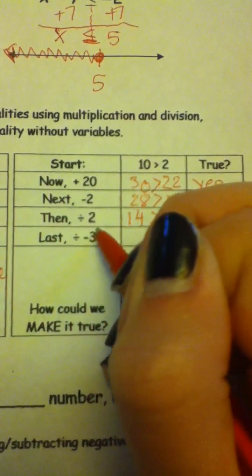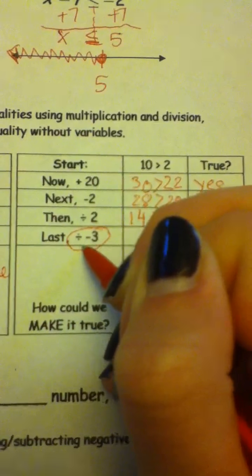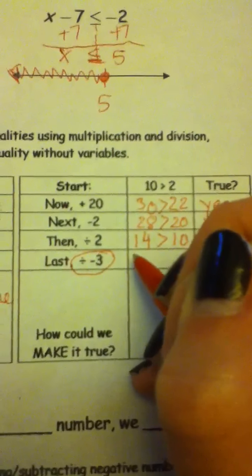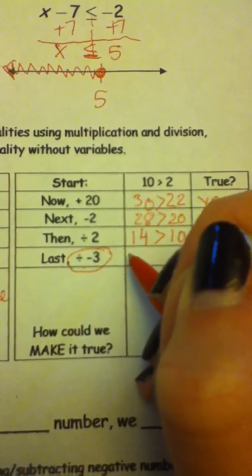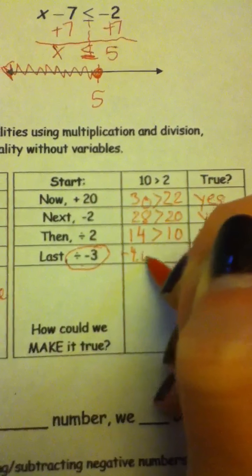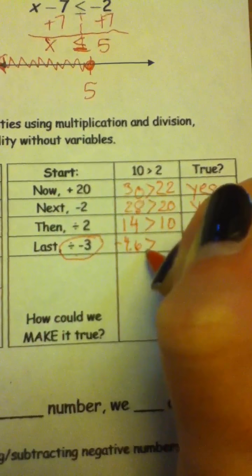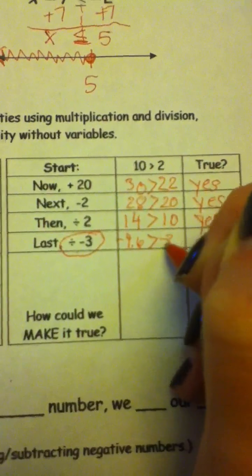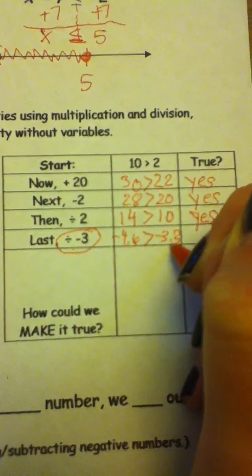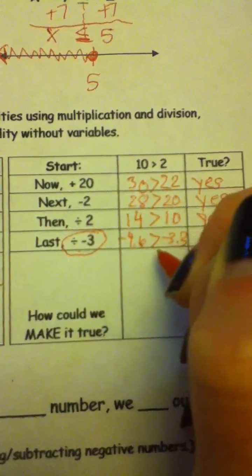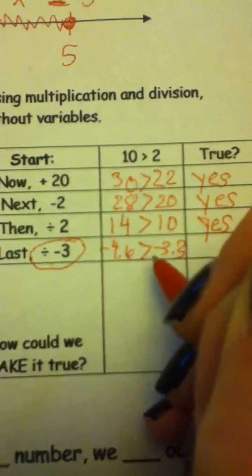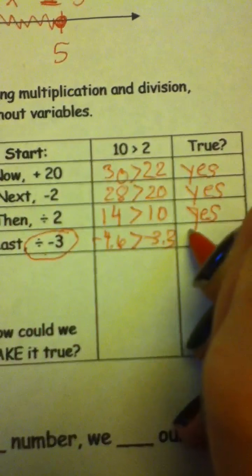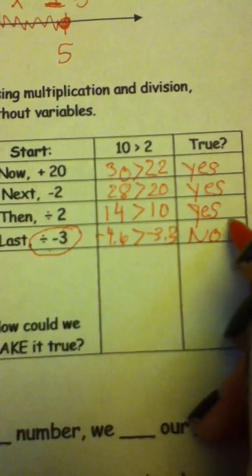Alright, last one. Dividing by a negative 3. Alright, we're going to get into some fractions here. So we've got negative 4.6 if I round. Keep our sign. 10 divided by negative 3, we get negative 3.3. Wait a minute. Negative 4.6 is greater than negative 3.3. Is this true? No way.